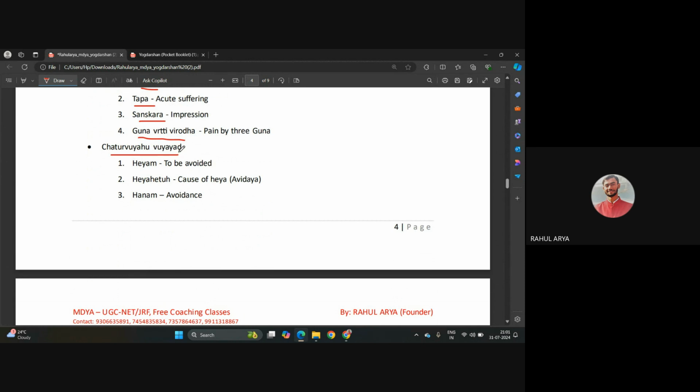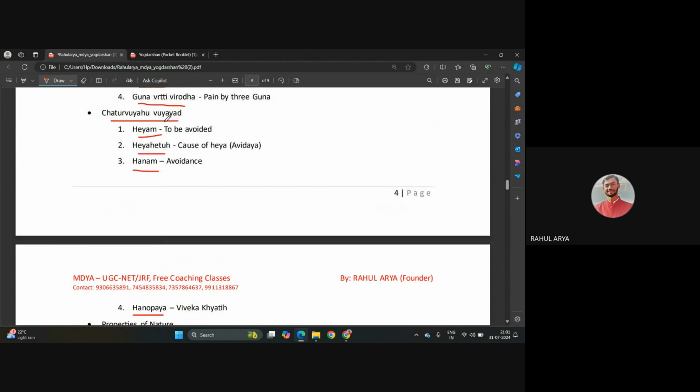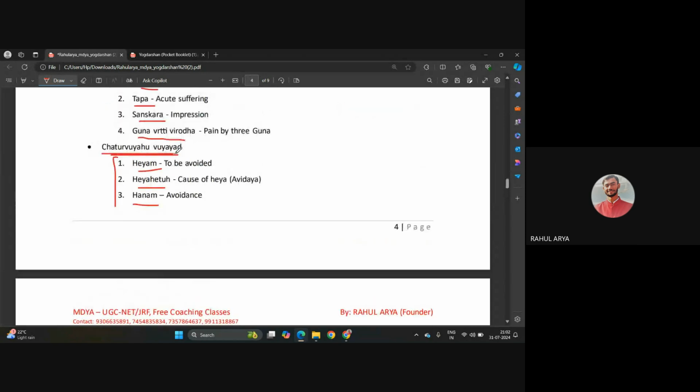Chaturvyuhavada. The Bauddha darshan also follows the same thing: Heya, Heya Hetu, Hana and Hanopaya. So these are the 4 major things, and these are the pillars of the Bauddha darshan. The Yog darshan also follows the same Heya, Heya Hetu, Hana, Hanopaya. This we call Chaturvyuhavada. Remember this word, it can come in the exam. I will explain the detail when I teach sutra by sutra.